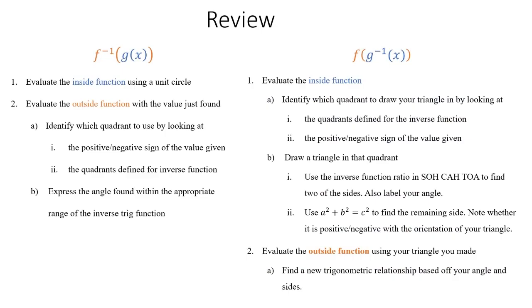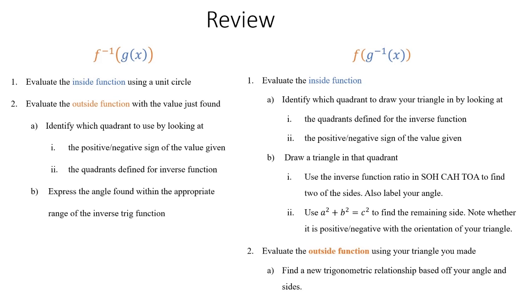Here's a quick recap of the general process. On the first example, we evaluated the inside function using a unit circle. Then we took that value and put it in the outside function. This required us to find another angle, and we could narrow down which angle it was based off the range of the inverse trig function and the sign of the value that we had. We then needed to express this angle in the appropriate range of the trig function by adding or subtracting 2π.